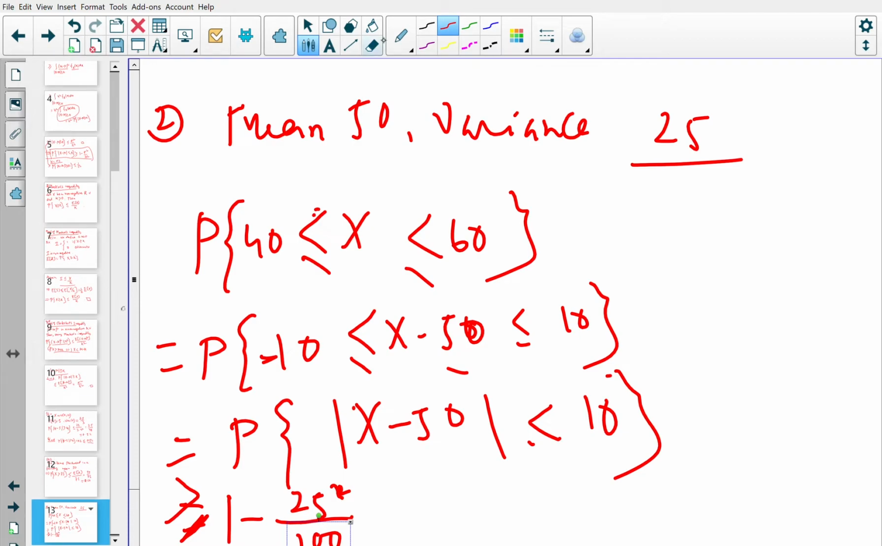So yeah, oh sorry, not sigma, sigma square is 25. This is sigma square. Okay, so this is greater than or equal to 1 minus 1 by 4, which is nothing but 3 by 4. So you can predict that if mean and variance are given, this probability will be at least 3 by 4.